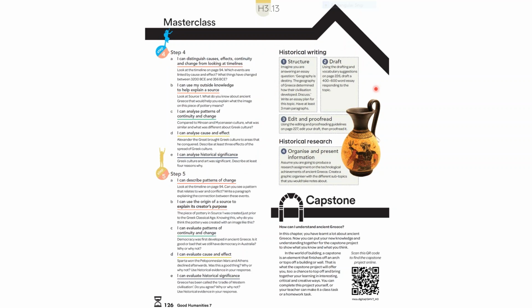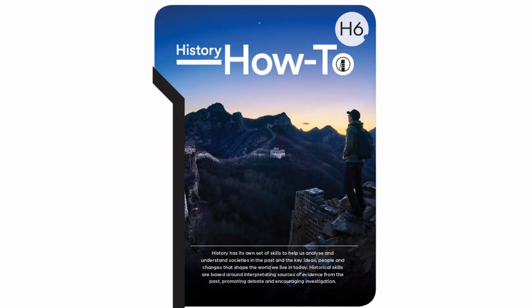And then there's also a little activity for students to do some historical writing and historical research. And a really cool thing that's been added to the book is this capstone project, where you put all of your skills and knowledge together and complete a capstone task there. And if you scan that QR code, eventually that'll take you to it online. I just want to quickly show you the history how-to section.